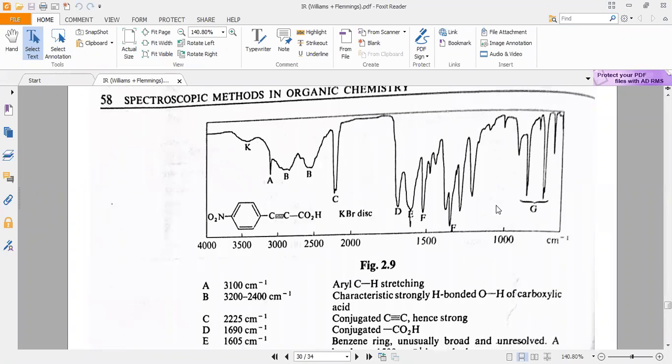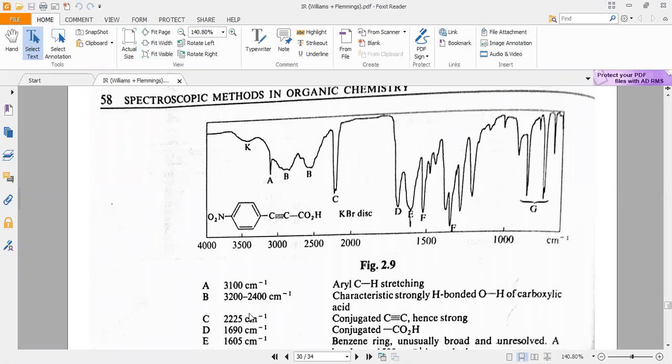This is called the fingerprint region. Now, there are some signals which are very important. Let's say this signal appearing at D, which is 1690. And similarly, this value appearing around 2225 is C. And these are the different values, B, A. A is a value appearing around 3100, which is this one. B is 2400 to 3200, both of these. So these are the different values which are appearing in this case.